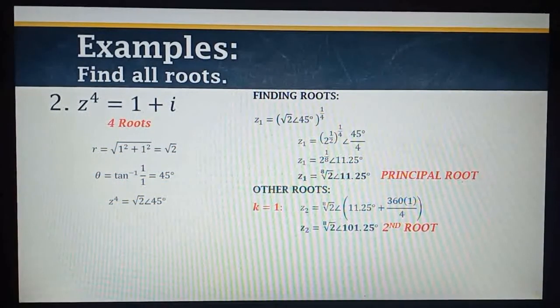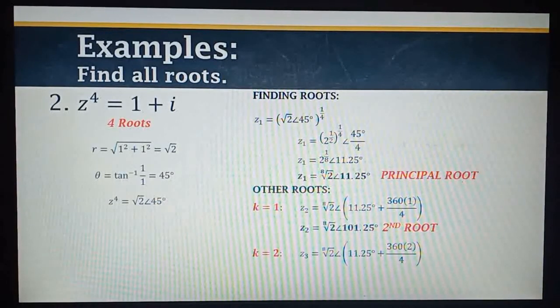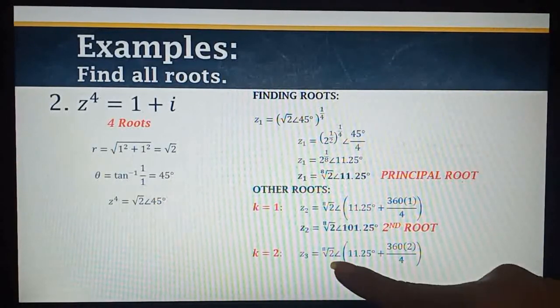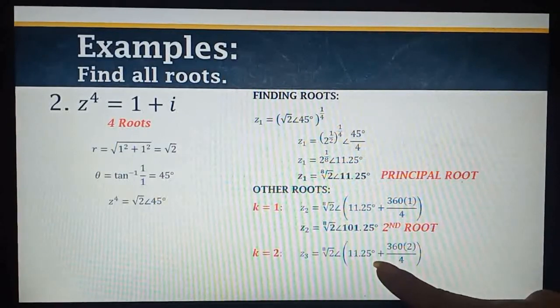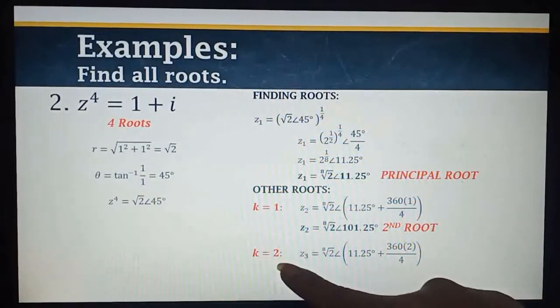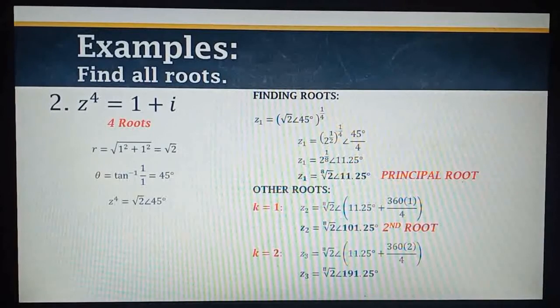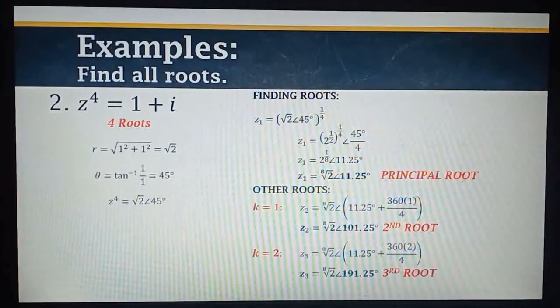Now next is the third root, wherein k is equivalent to 2. You will now have z3 is equal to the 8th root of 2 at angle 11.25 plus 360 degrees multiplied by k all over n, which is 4. Now the value of your z3 is the 8th root of 2 at angle 191.25, which is considered to be your third root.